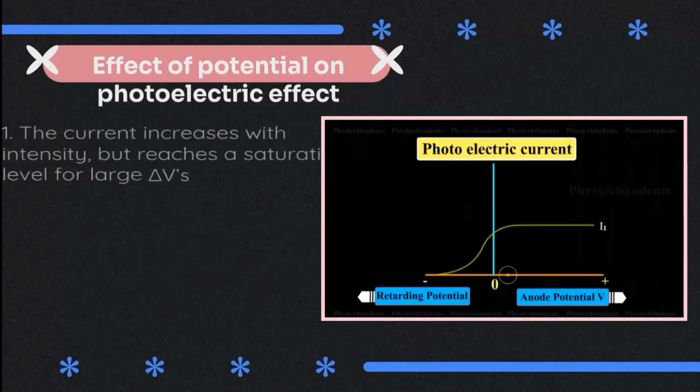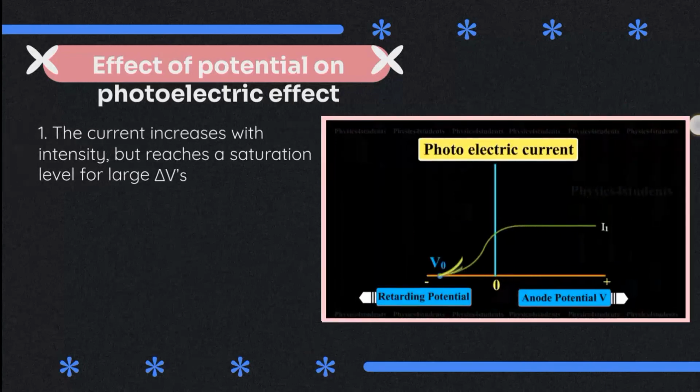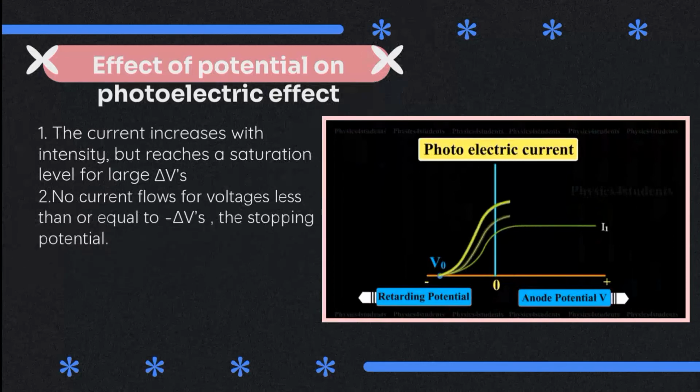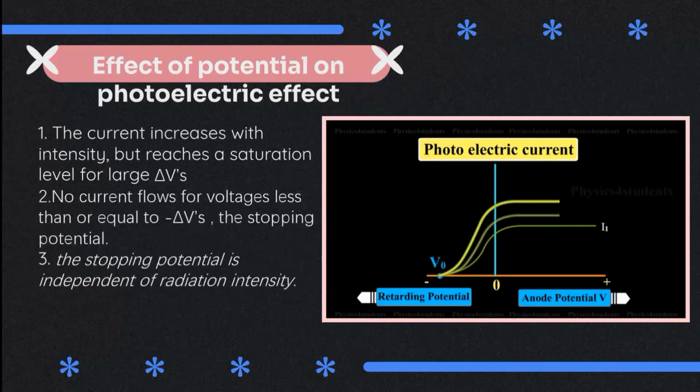When light of the same frequency but different intensities is made incident on the emitter, the graph shown is the result. We have different saturation current levels, but for all the intensities, the stopping potential is the same, because intensity does not affect the energy of the emitted electron.